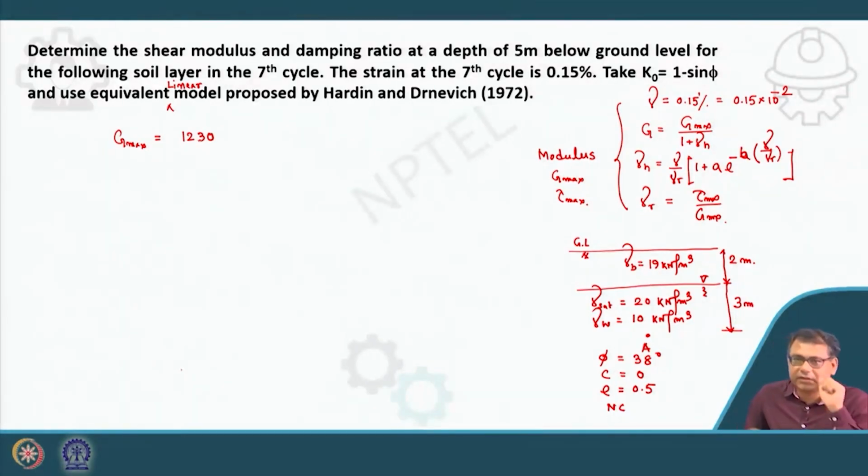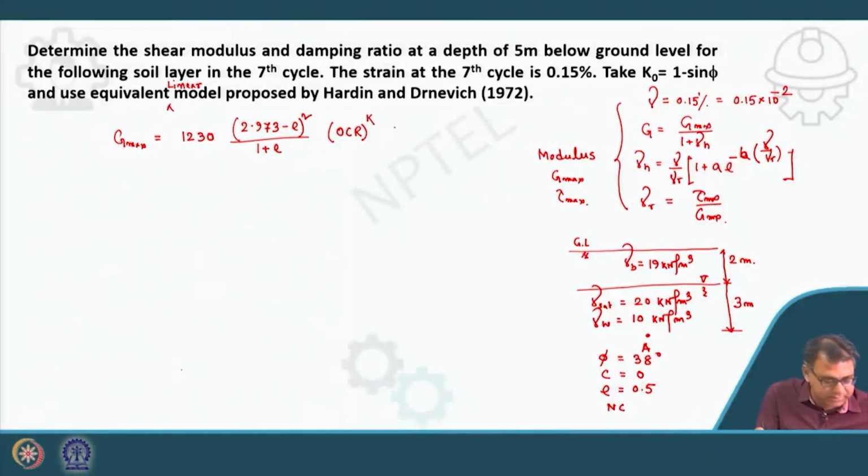Okay. So the first expression, if SPT is given, you can use the SPT expression to get the Gmax. So here this is your Gmax equals 2.973 minus e to the power square divided by 1 plus e, into OCR to the power K, and sigma m bar or dash to the power 0.5. That is the first expression that was given.